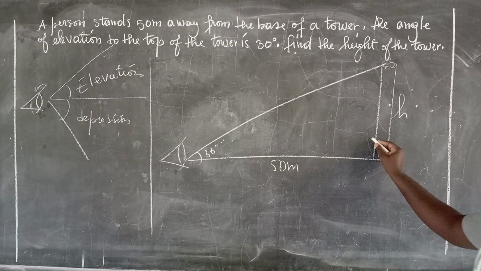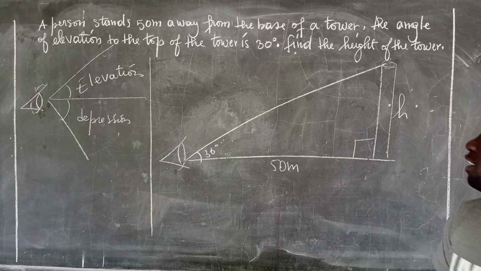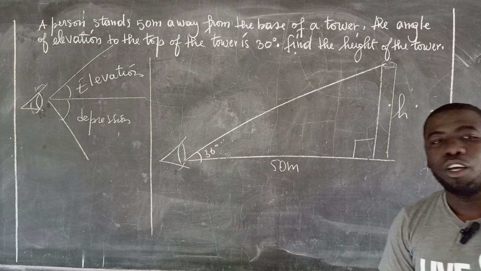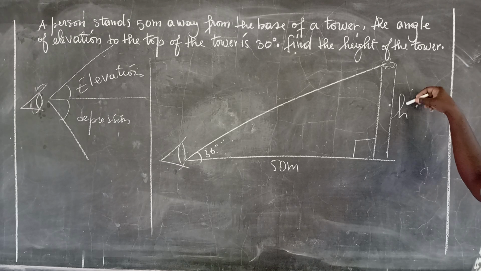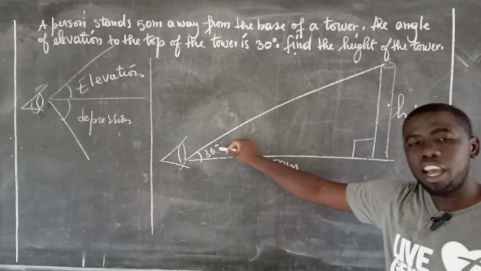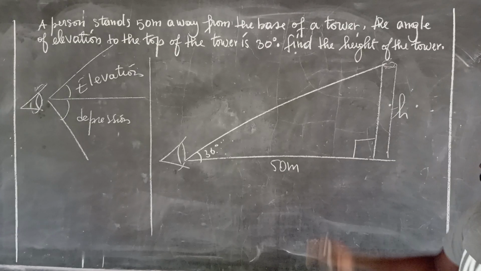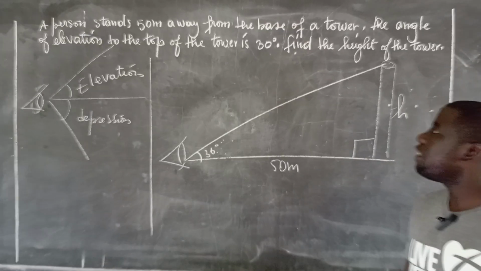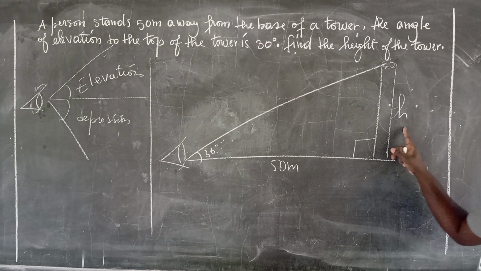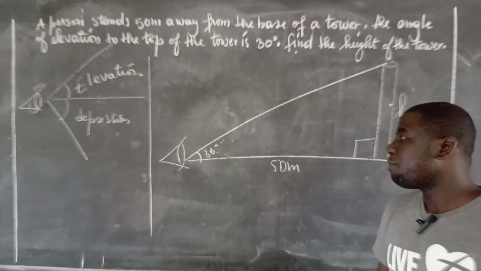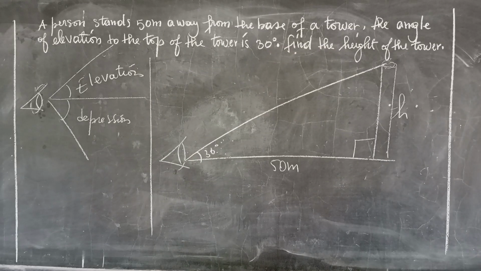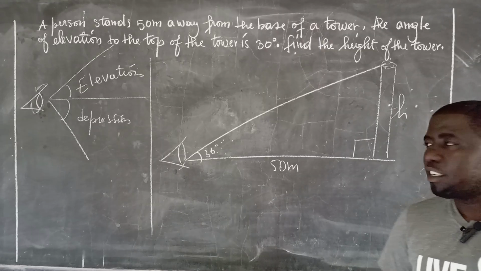As you see, we have a right angle triangle with angle, and this is an opposite side to this angle, and this is an adjacent side to this angle. So what do you think, how we can get the value of height? So let us go. Here we are going to use tan.